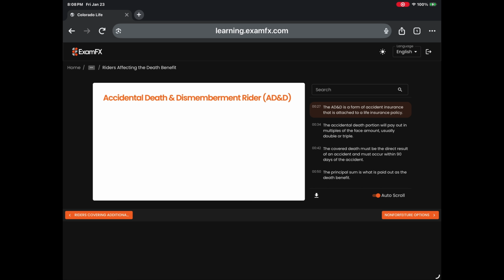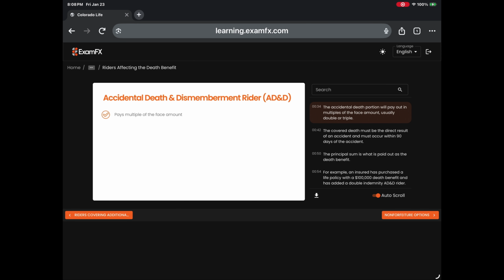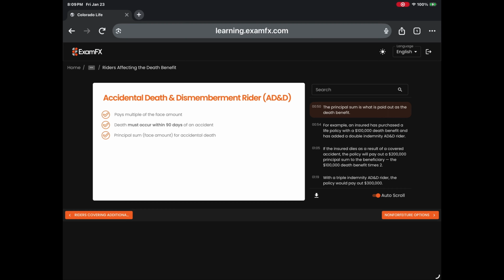The AD&D is a form of accident insurance that is attached to a life insurance policy. The accidental death portion will pay out in multiples of the face amount, usually double or triple. The covered death must be the direct result of an accident and must occur within 90 days of the accident. The principal sum is what is paid out as the death benefit.